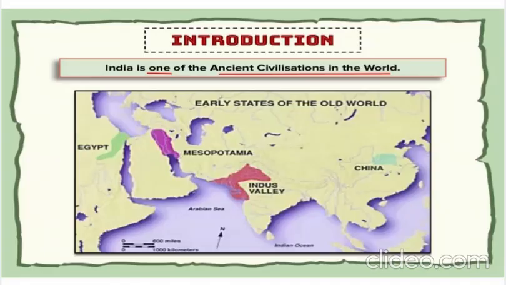So let's move towards our main introduction about India. Now, students, India is one of the ancient civilizations in the world. In the early stages of the world, India was one of them. When there were civilizations, India was one of the very first ones, like the Mesopotamian civilization and the Indus Valley civilization, right? So India was one of those, correct?